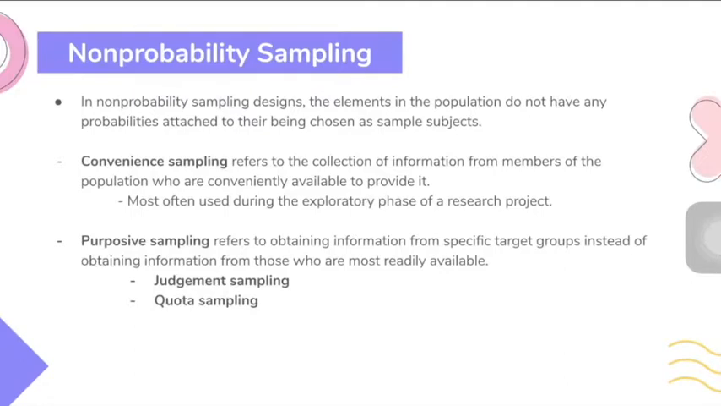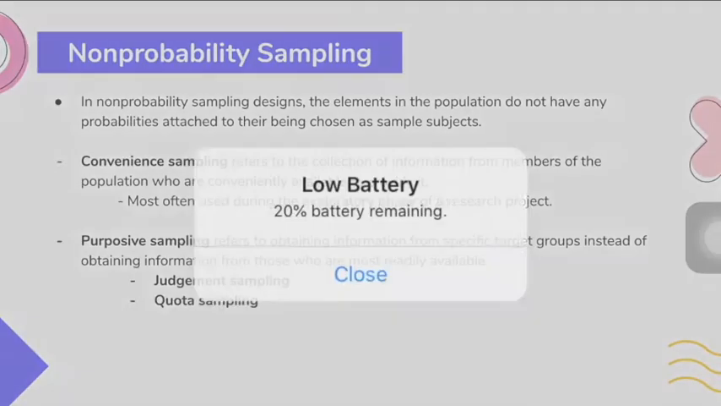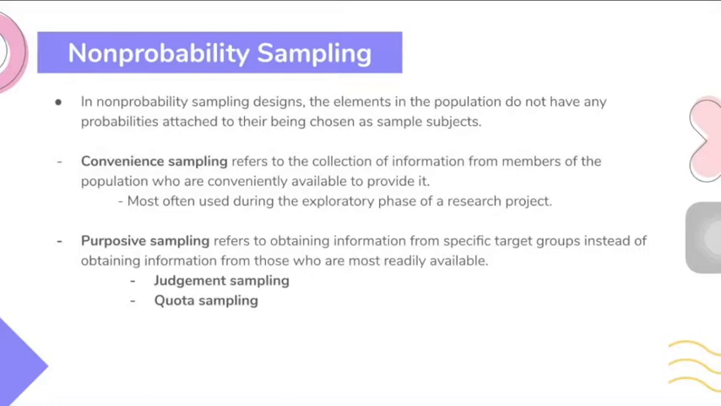Instead of obtaining information from those who are most readily or conveniently available, it might sometimes become necessary to obtain information from specific target groups. The sampling here is confined to specific types of people who can provide the desired information, either because they are the only ones who have it or they conform to some criteria set by the researcher. This type of sampling design is called purposive sampling, and the two major types of purposive sampling are judgment sampling and quota sampling.